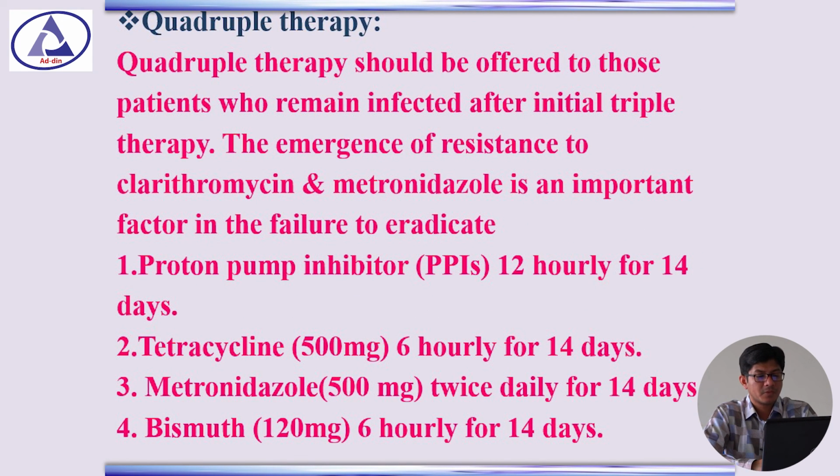Quadruple therapy should be offered to those patients who remain infected after initial triple therapy. The emergence of resistance to clarithromycin and metronidazole is an important factor in the failure to eradicate. Drug regimens are: proton pump inhibitor 12 hourly for 14 days, tetracycline 500 milligram 6 hourly for 14 days, metronidazole 500 milligram twice daily for 14 days, and bismuth 120 milligram 6 hourly for 14 days.